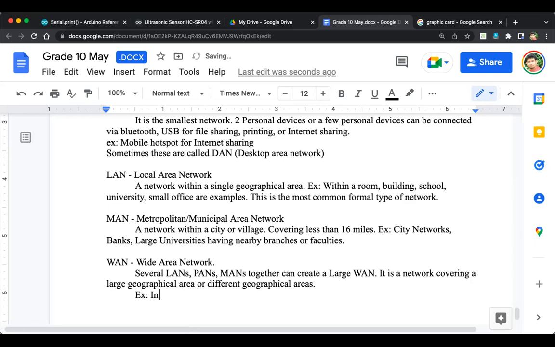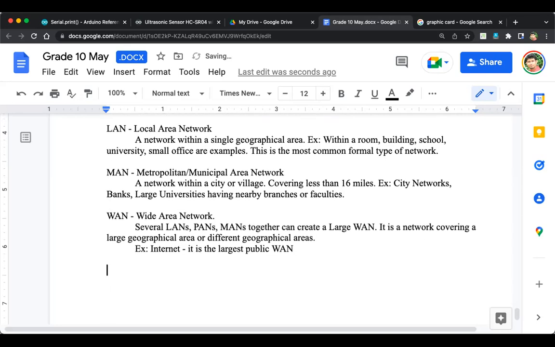Example, you can see the internet. It is the largest public WAN. Right, so please write down about MAN and WAN. So internet, we are using that day by day, right? It's not even connecting just the planet Earth. It's connecting some other space station like things or other planets even, and space equipment, stations.